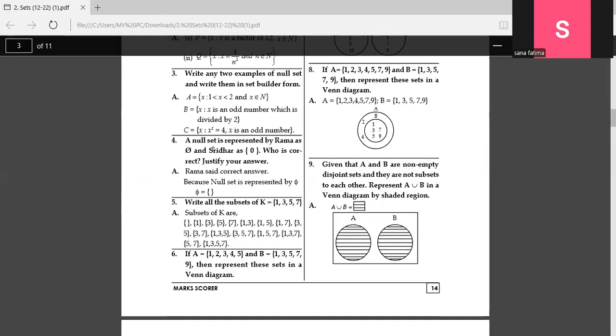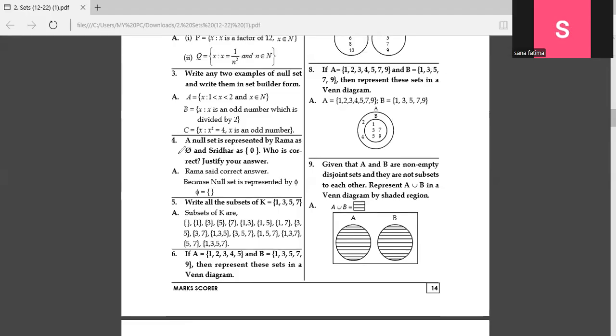Okay. Now let us see the next question. The null set is represented by Rama like this and by Sridhar like this. Who is correct? Justify your answer. Rama is correct because null set is represented like this. Null set means a set does not have any element. And 0 is also an element, because when you write whole numbers, you write 0, 1, 2, 3, 4, and so on. 0 is also an element. When you are writing 0 here, you are giving one element. And when there is an element, it is not a null set. When there is no element, when it is empty like this, then it is an empty set. That is nothing but the null set.